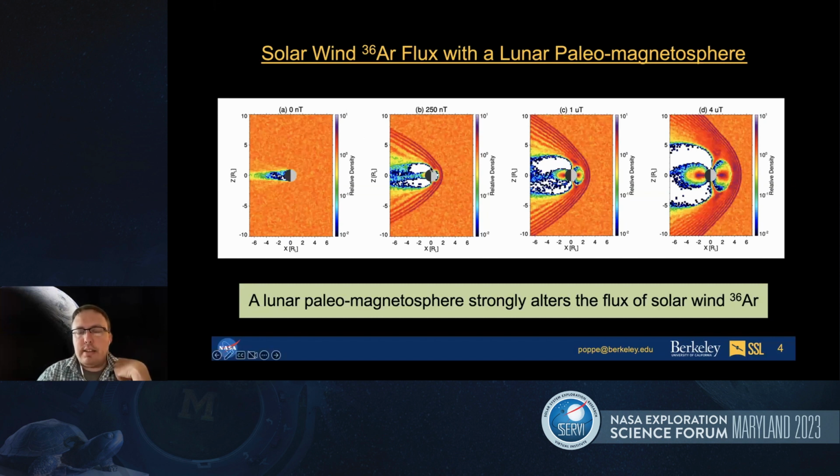We do see evidence of some precipitation of argon-36 down through the cusps. So these are the magnetic polar regions. That's actually a process that's very similar to how the aurora work at Earth, except here at the moon, we're talking about irradiation of the surface itself. You also see there's some evidence of trapped particles, especially in the largest simulations. So you can get solar wind ions that are trapped within the magnetosphere itself and precipitate down to the surface. So the presence of a paleomagnetosphere definitely alters the flux of solar wind argon-36.